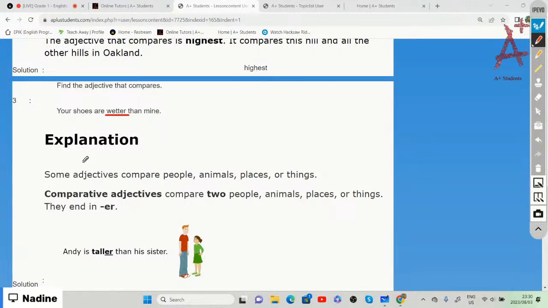Because it ends in er, and it compares basically these two people's shoes, right? Because it says your shoes are wetter than mine. So the shoes of, let's say, these two people are being compared, and we call that a comparative adjective. When we compare either two people, animals, places, or things, we call that comparative adjectives, and it ends in er.